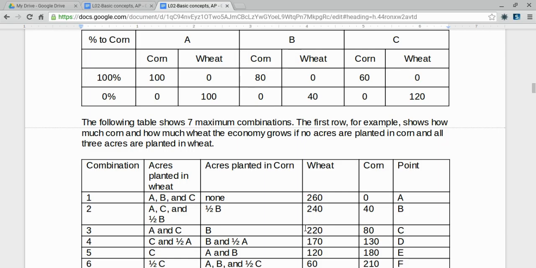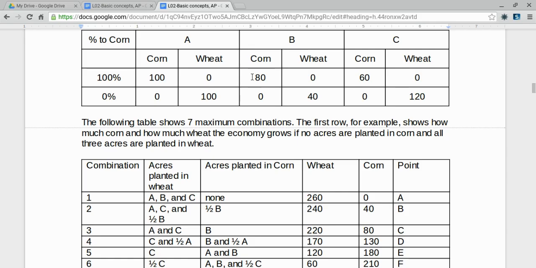If we plant B in corn, B will give us 80 bushels of corn. We have A and C left over to grow wheat. So we'll get 100 plus 120. That gives us 220. If we let C plant wheat, we'll get 120 bushels of wheat.